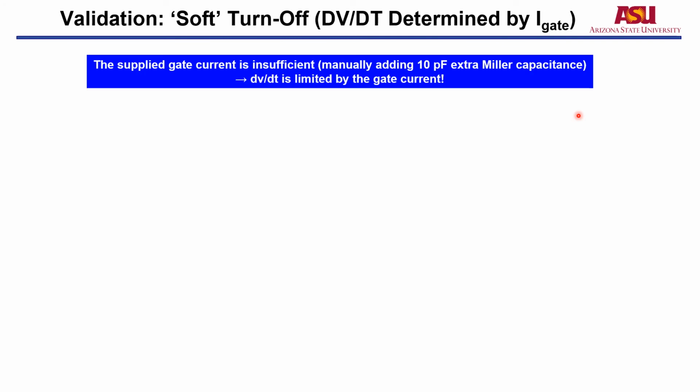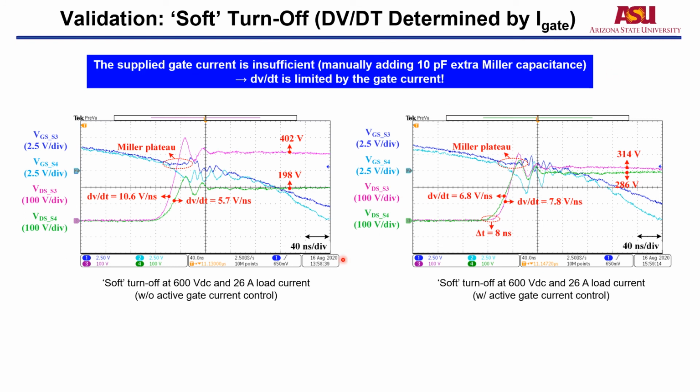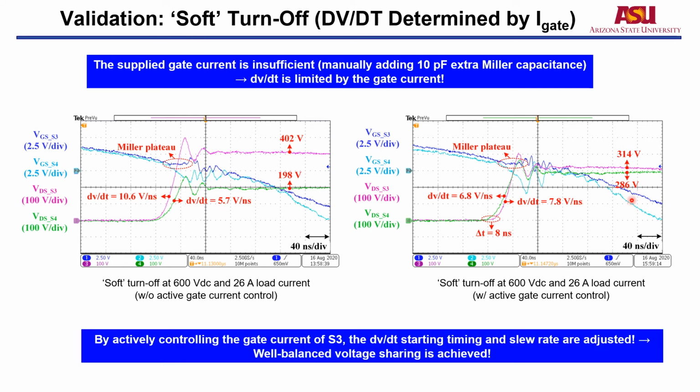Okay, the next part is the validation. First, let's look at the soft turn-off scenario, where the dVT is determined by the gate current. As we mentioned before, for GaN devices the dVT should be limited by the drain current, but we manually add 10 picofarad extra Miller capacitance to mimic high current rating power modules or slower devices. So we can see that without the active gate current control, we have significant voltage imbalance. After the active gate current control, we have very balanced voltage sharing.